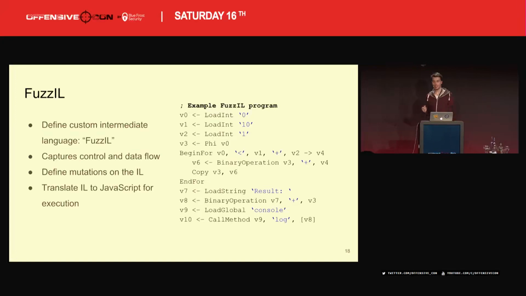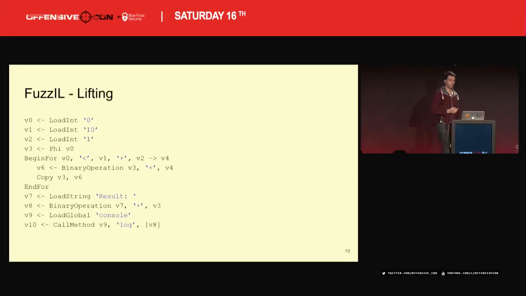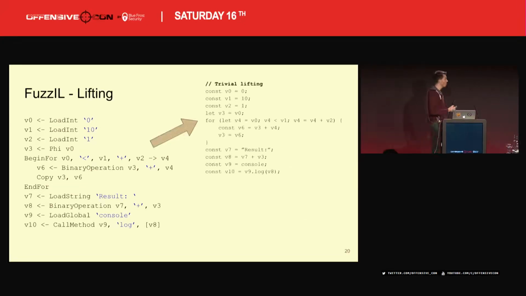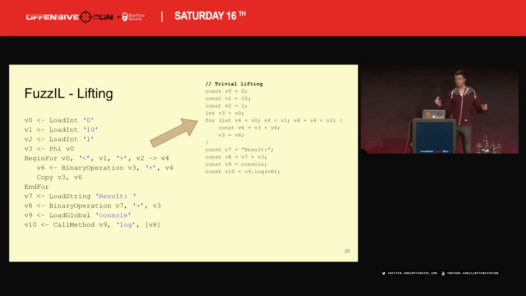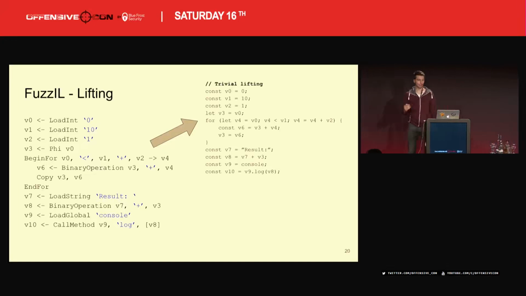The important next step here is, of course, that the JavaScript engine doesn't understand this. So we first have to translate it into JavaScript. Let's talk about that. It's called lifting. Again, this is the same sample on the left side. Let's see how we can turn it into JavaScript. There are multiple ways you can do this. There's a trivial way in which you pretty much convert one instruction into one statement. These load ints become assignments of constants. The begin for starts a for loop, etc. So this is very easy to do.